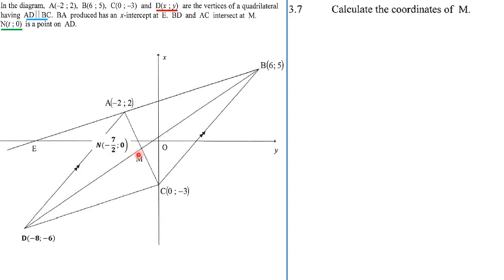So in order to determine M is going to be very simple because we're going to use the midpoint formula. You can just choose which line you want to use. You can either use AC or you can use BD. So I'm going to use AC. It's the smallest.